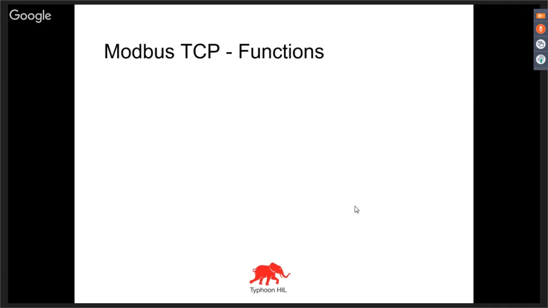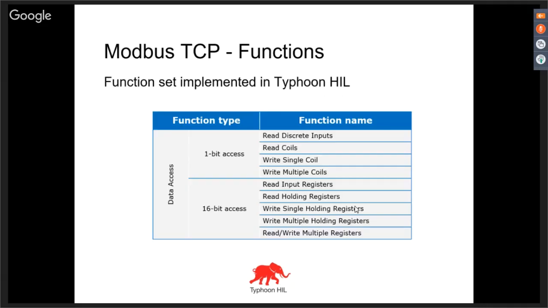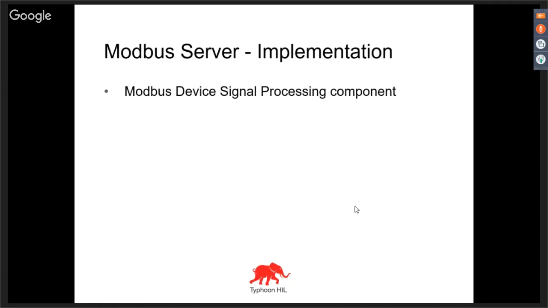Modbus TCP has a lot of functions, but only some of them are implemented here. We have functions for 1-bit access and functions for 16-bit access. We have basic read and write functions for registers, and this is how the Modbus server is implemented.